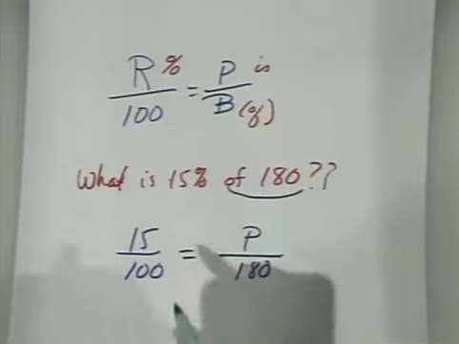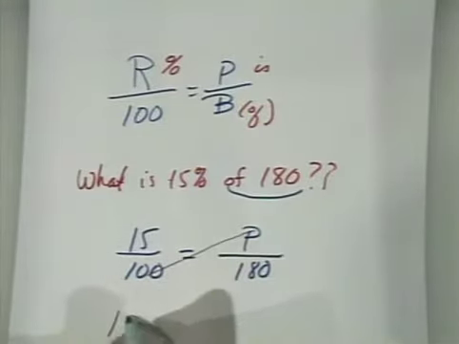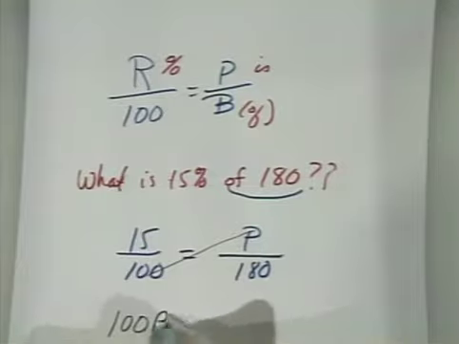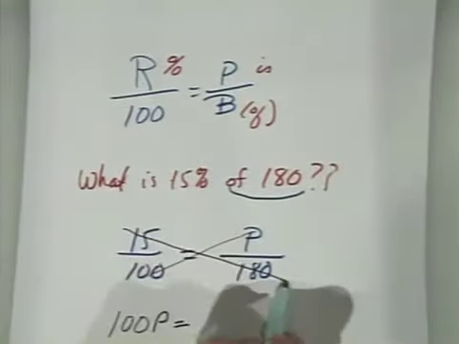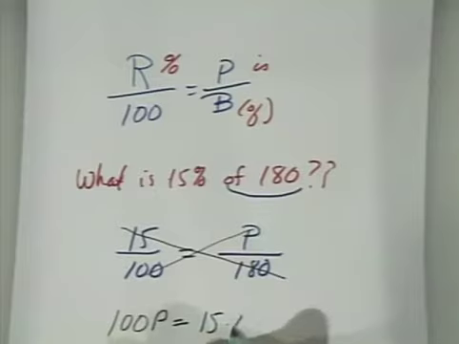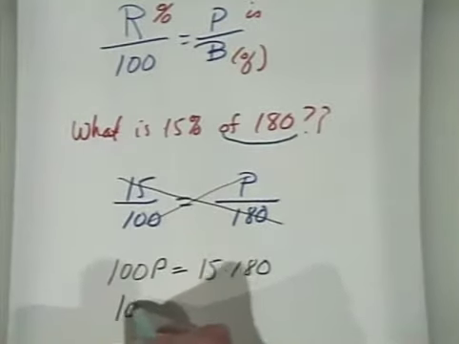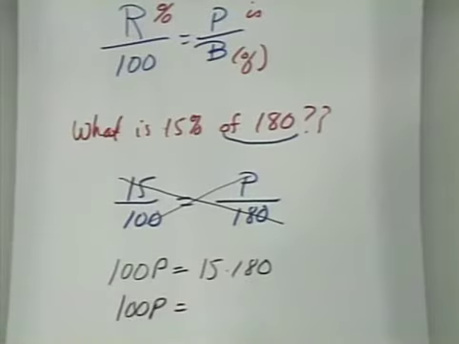I'm going to show you how we do that. You say that's 100 times P equals, and then you cross the other way, 15 times 180. Get out your calculator and tell me, what is 15 times 180? 2,700.